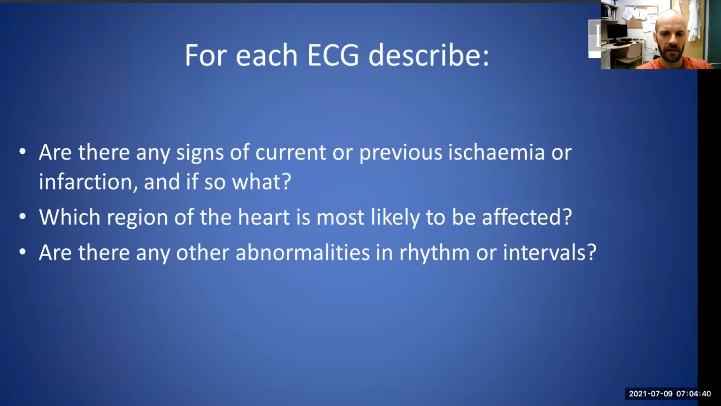So let's see what the questions were. For the ECG, we're going to look at whether there are any signs of current or previous ischemia or infarction, and if so, which region of the heart is most likely to be affected. And are there any other abnormalities, rhythm or intervals?